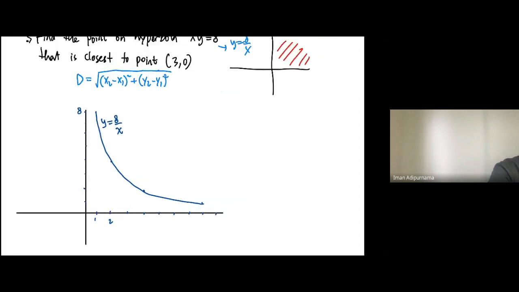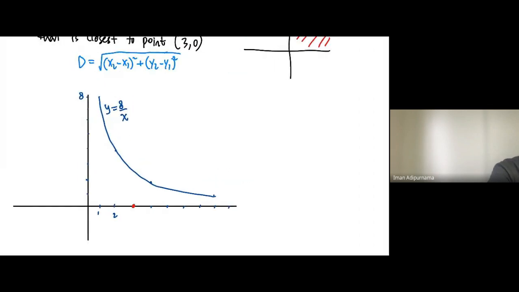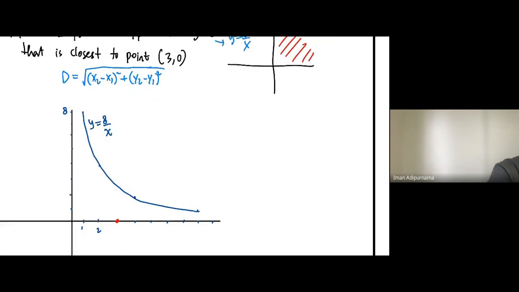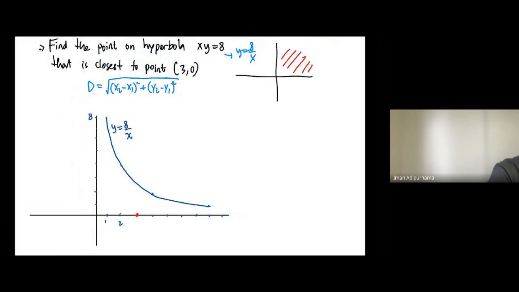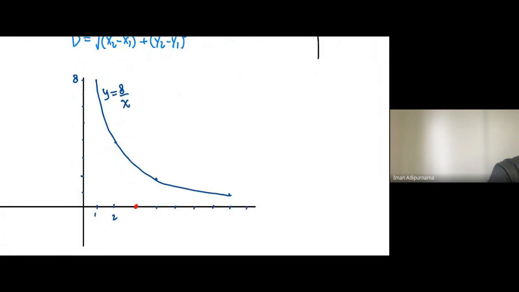And I have the point (3, 0) here. So we need to find a point on the hyperbola that is closest to maybe this line here. I think I drew it really proportionally, and I think this is similar to the answer, I think, 4.42. But let's check whether it's correct or not. So we have x and 8 over x. This will be the point, the point here.